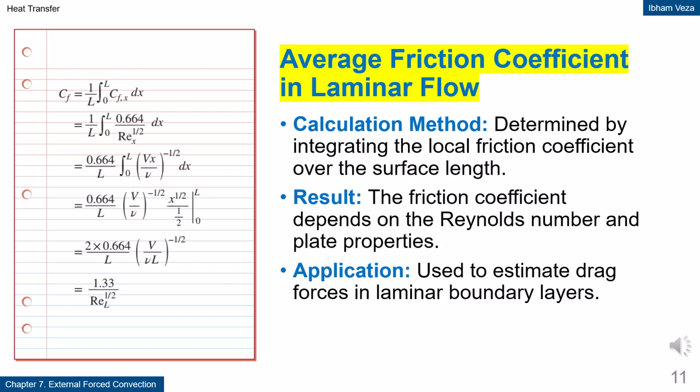The value is obtained by integrating the local friction coefficient along the plate length. The final result shows that the average friction coefficient strongly depends on the Reynolds number based on the plate length. This relationship indicates that both flow properties and geometry control the magnitude of friction. This concept becomes the basis for calculating drag force in laminar flow.